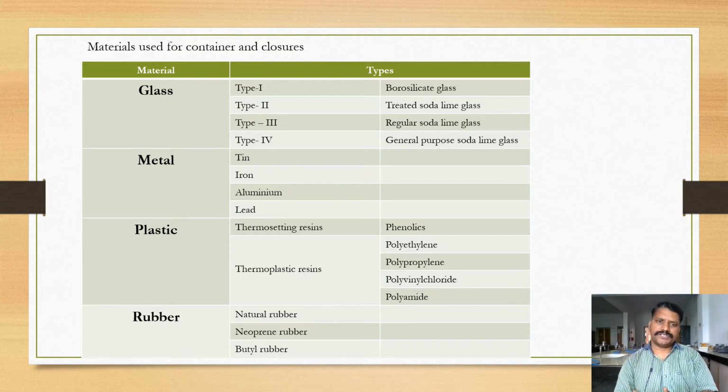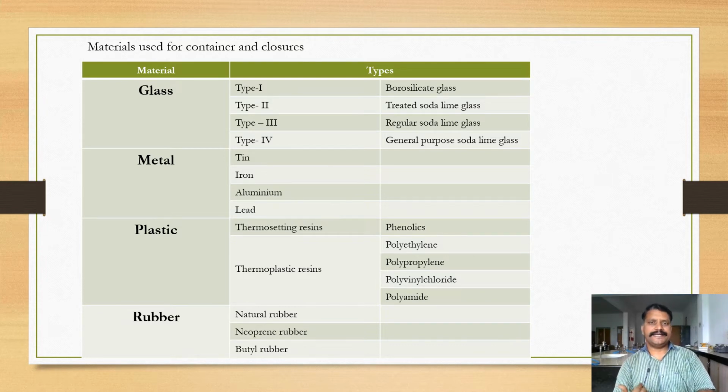Plastic container, generally a thermosetting or thermoplastic resin. Thermosetting resin examples are phenolics, and thermoplastic resins are polyethylene, polypropylene, polyvinyl chloride, and polyamide. For rubber closures: natural rubber, neoprene rubber and butyl rubber. So these are some materials used for the container and the closure.